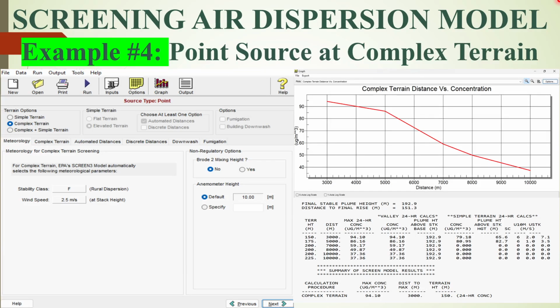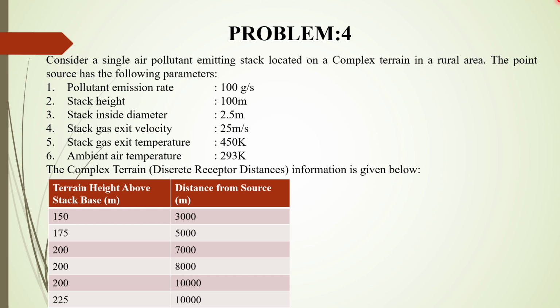Consider a single air pollutant emitting point source located on a complex terrain in a rural area. The stack has the following parameters. Pollutant emission rate is 100 gram per second. Stack height is 100 meter. Stack inside diameter is 2.5 meter. Stack gas exit velocity is 25 meter per second. Stack gas exit temperature is 450 Kelvin and ambient air temperature is 293 Kelvin.